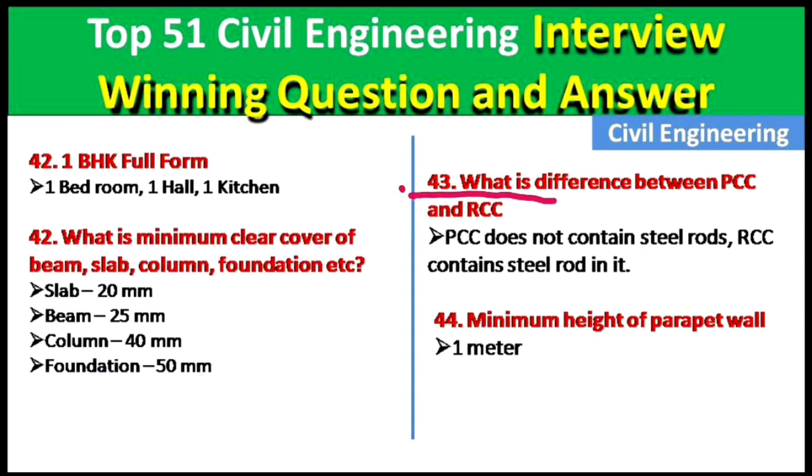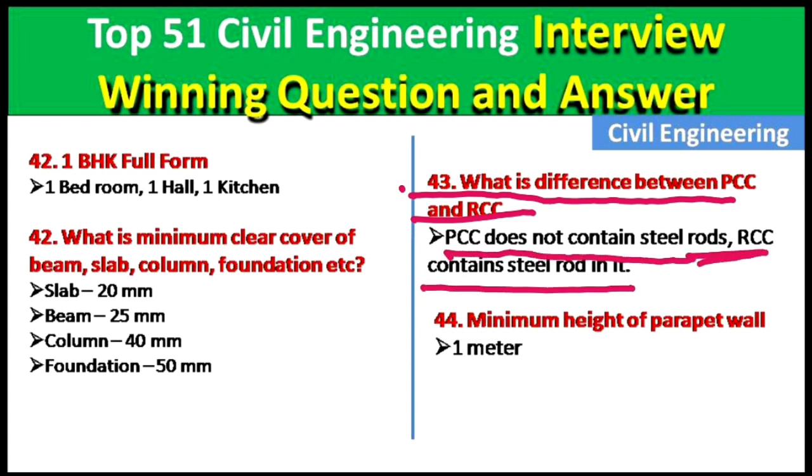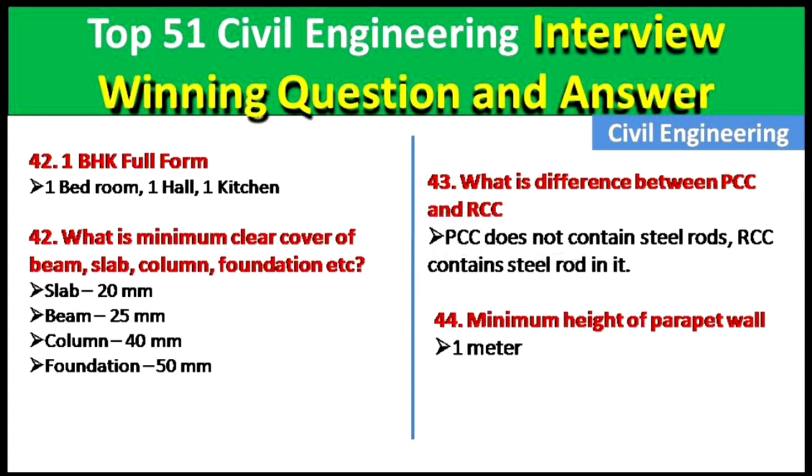Point number 43 is what is the difference between PCC and RCC. PCC does not contain steel rod and RCC contains steel rod. The only difference is that concrete containing steel rod is known as RCC and concrete not containing it is known as PCC. Now point number 44 is the minimum height of the parapet wall should be how much?